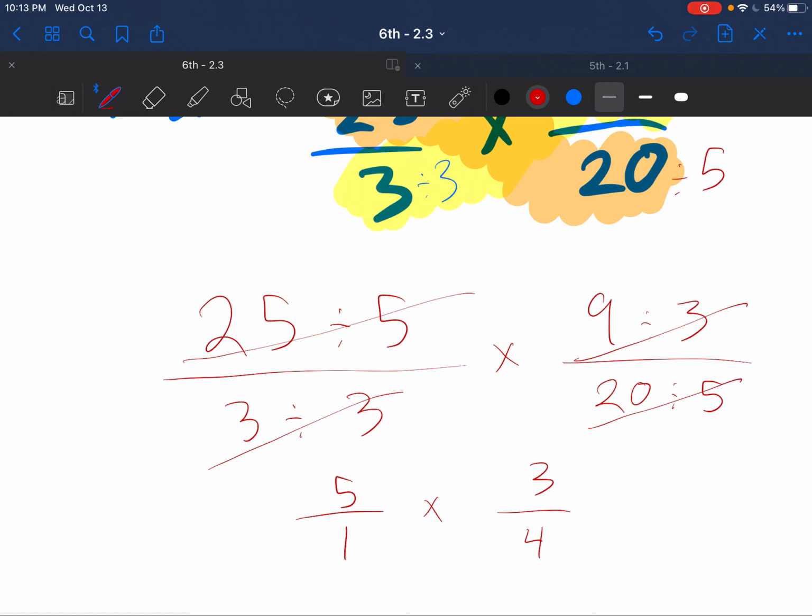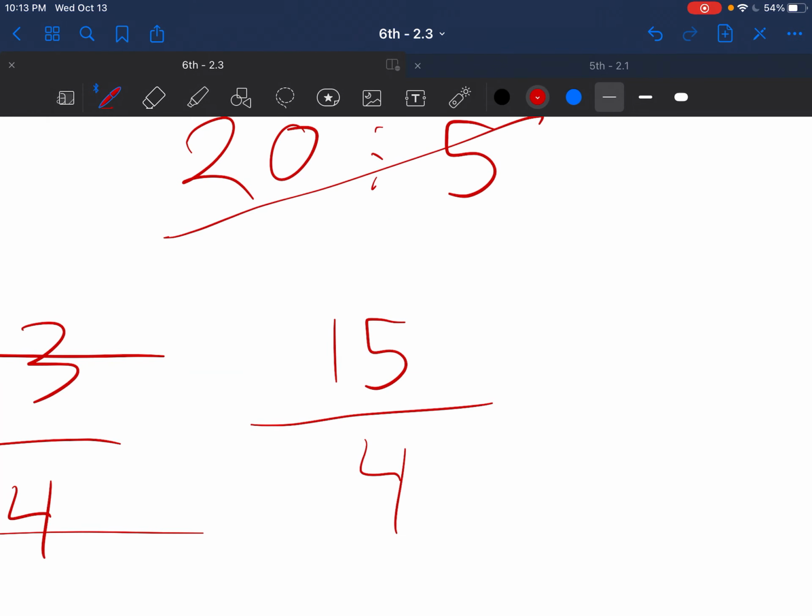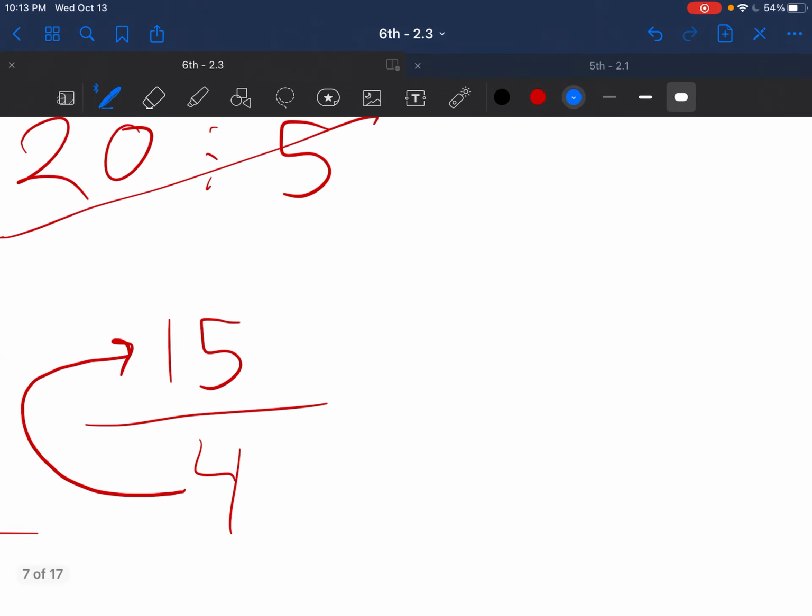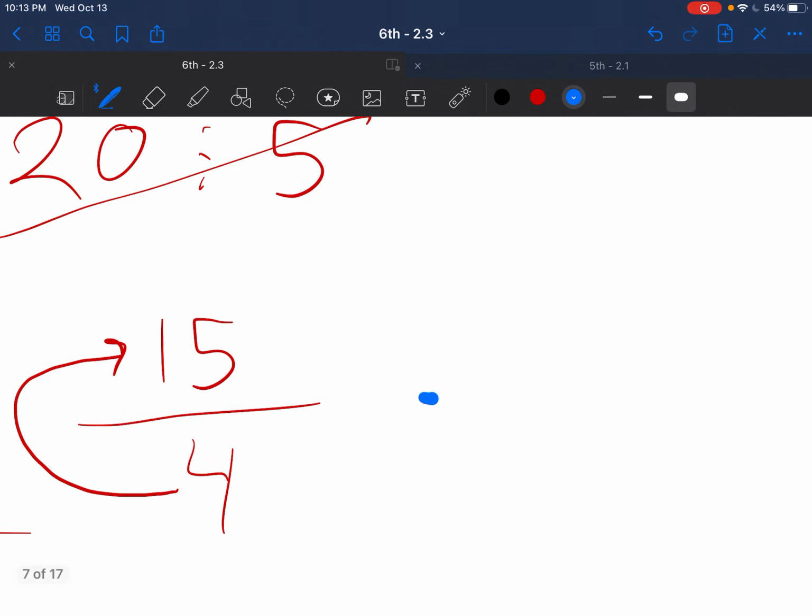So now all I need to do, ladies and gentlemen, is multiply straight across. 5 times 3 is 15. 1 times 4 is 4. Now I just need to simplify. If we know it off the top of our heads, you can solve it. I'm going to do it just a little bit longer way, just for some of us that are still struggling on this. So I'm going to draw it all out.